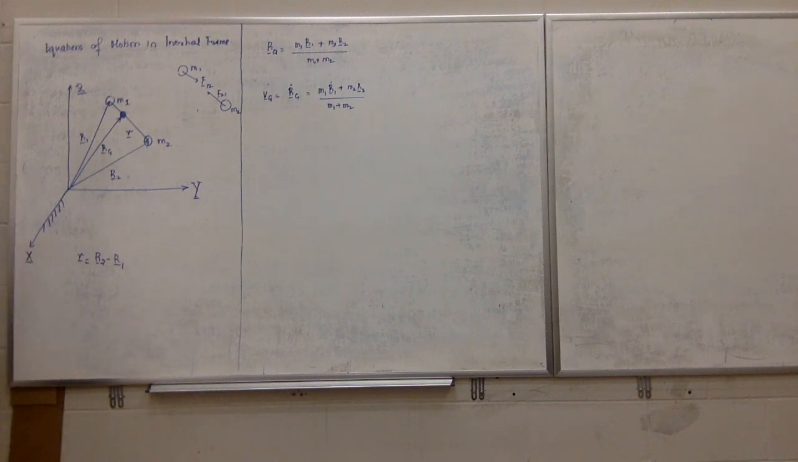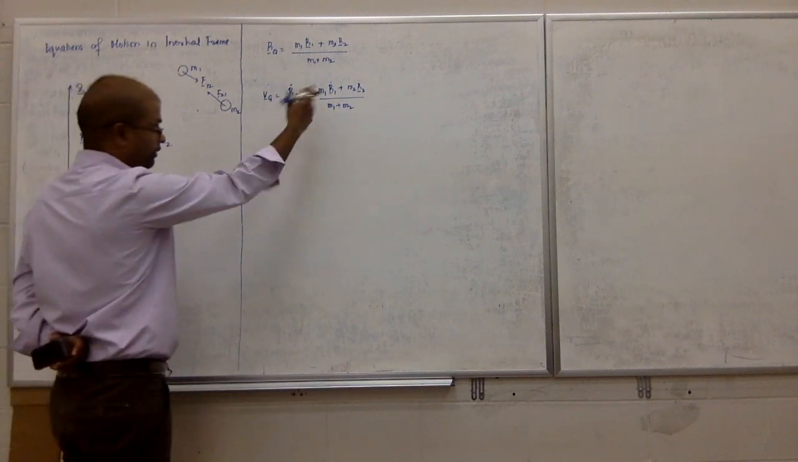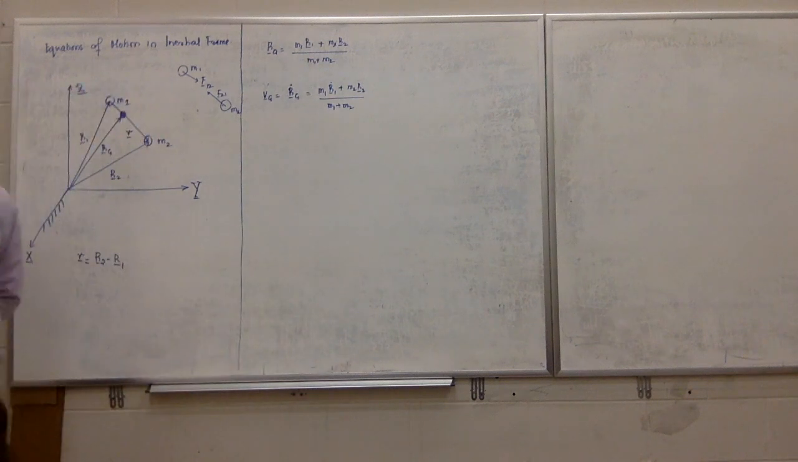They are constants. Otherwise, this is not the complete derivative, right? I have to take M1 dot as well. You understand? I would have done a product rule. Here we don't do the product rule or the quotient rule, because masses are constant.